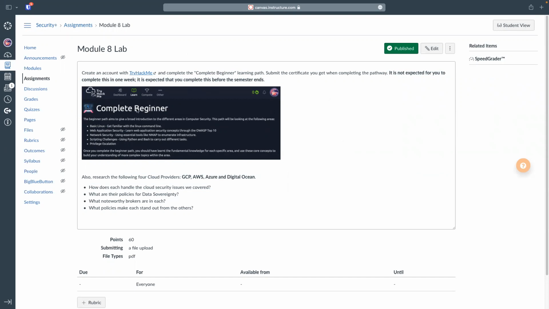Also, while you are working on the Complete Beginner, research GCP, AWS, Azure, and DigitalOcean. Answer these 4 questions. Again, I don't expect a 20-page paper in answering these questions. I do expect some thought be put into it, so I'm not looking for a 1-sentence answer to each. Give it some thought, but I'm also not expecting a 20-page paper. So complete the beginner track on TryHackMe and answer these 4 questions in regards to these 4 cloud providers.